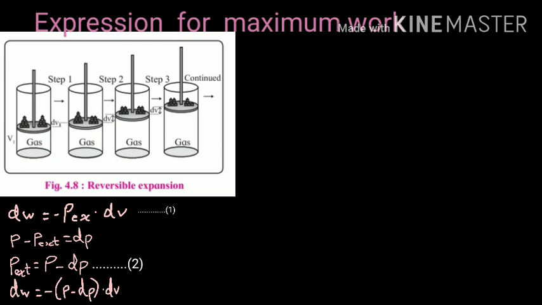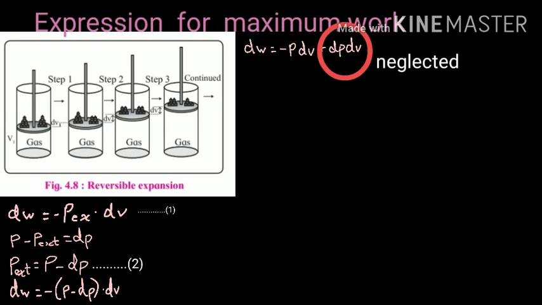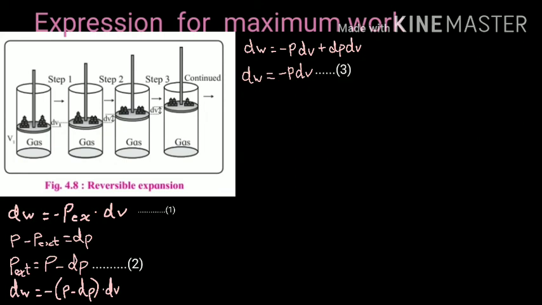Now we shall multiply dV with minus P and dP. Hence we will get dW is equal to minus PdV plus dPdV. Here the product dPdV will be neglected because it is very small. Hence the equation will be written as dW is equal to minus PdV. Consider this equation as equation 3. In order to determine the maximum work, we are going to integrate equation 3, which is dW is equal to minus PdV, between the limits initial and final state.